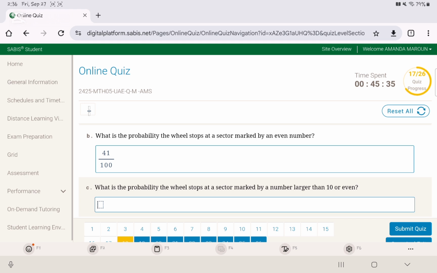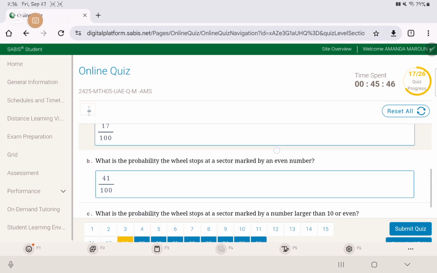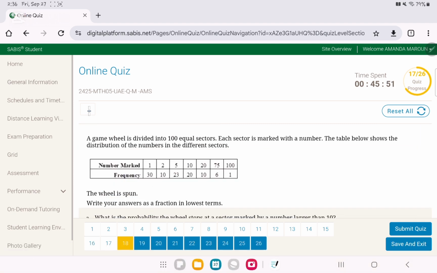Now, what's the probability the wheel stops at a sector marked by a number larger than 10 or even? This is very, very important. So, logically, let's do it in two ways. First, we need the probability of it being larger than 10 or even. So, 20 is larger than 10 and even.